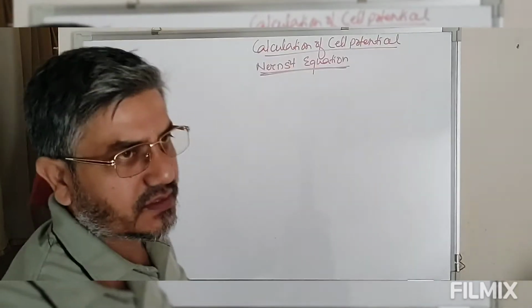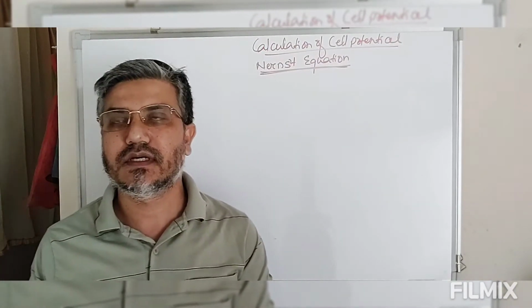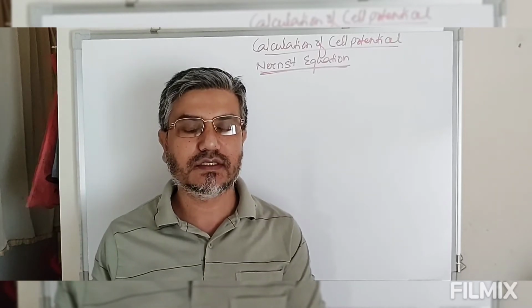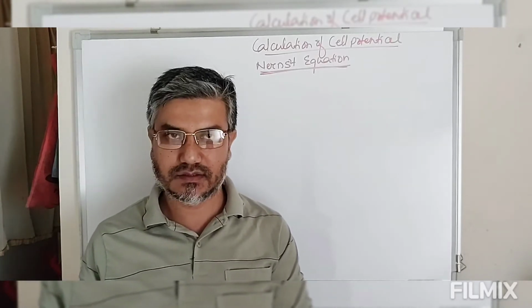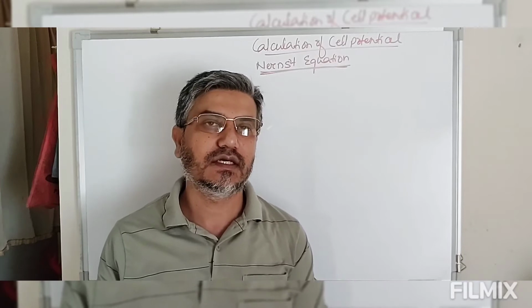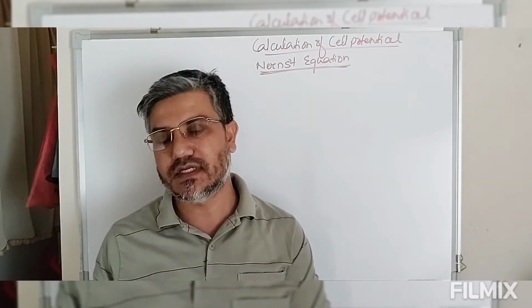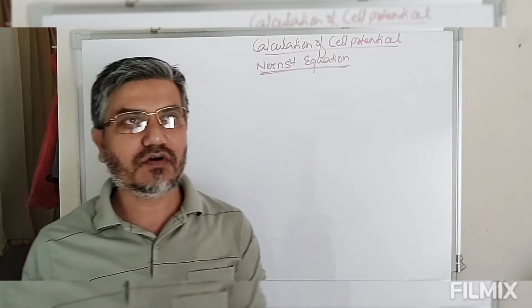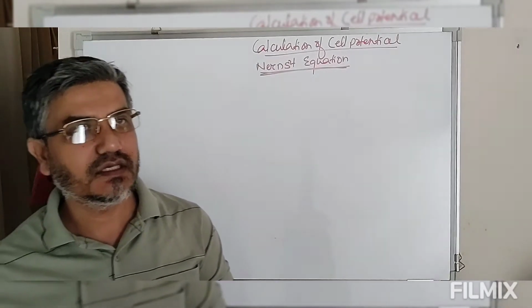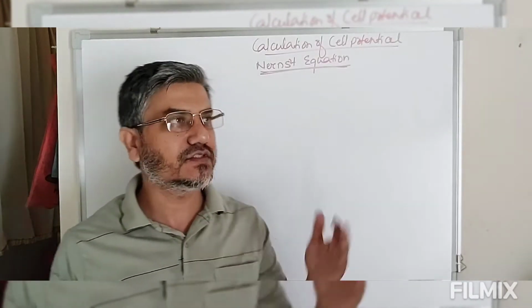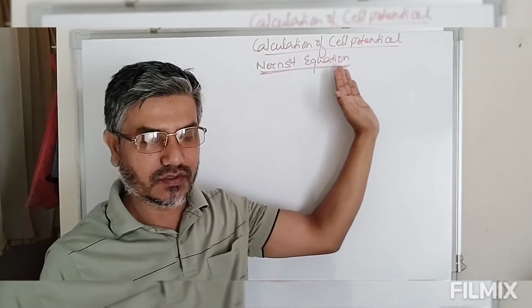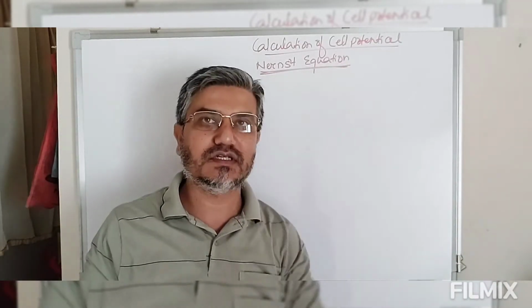Now the next part that we are going to take up is how to calculate the cell potential of a given cell, that is the EMF of a cell. The calculation of EMF of a cell is done by an equation which is known as the Nernst equation. So basically, let me define what the Nernst equation is.